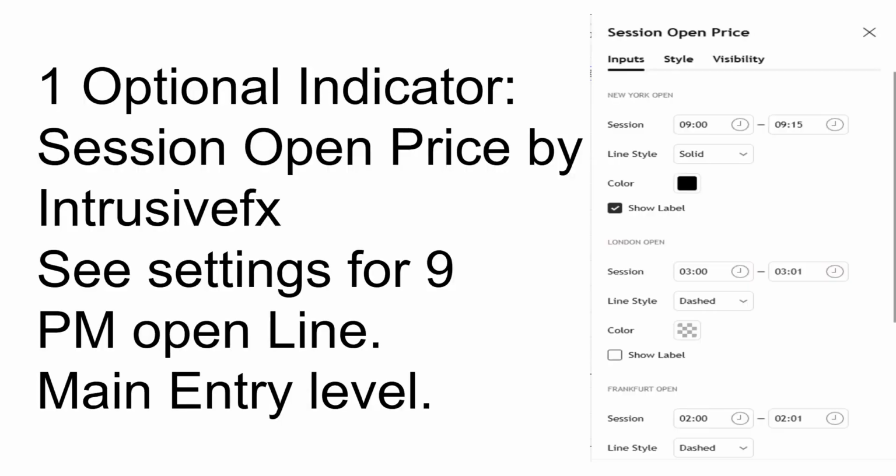Now, there is an optional indicator that you can use, which is the session open price by Intrusive FX, for showing you the 5 a.m. open price. Sorry about that, I mistyped that. But I'll show you how to set it up.